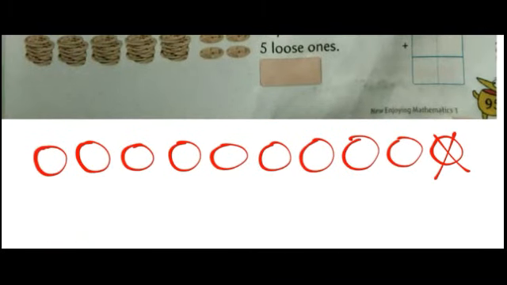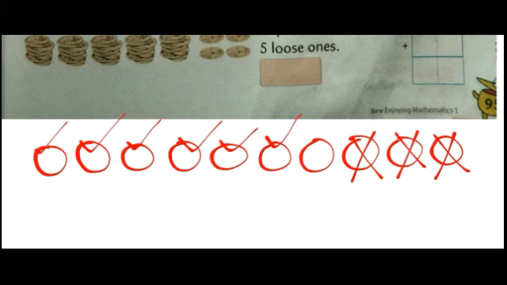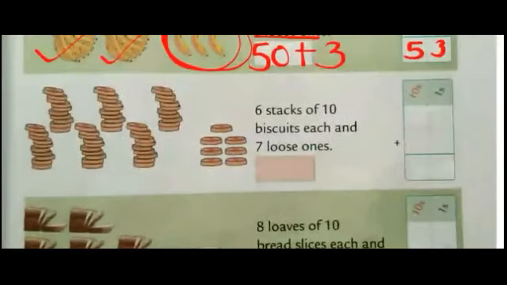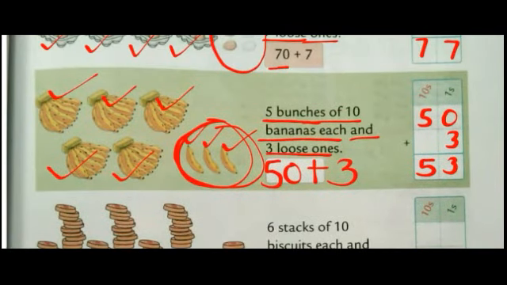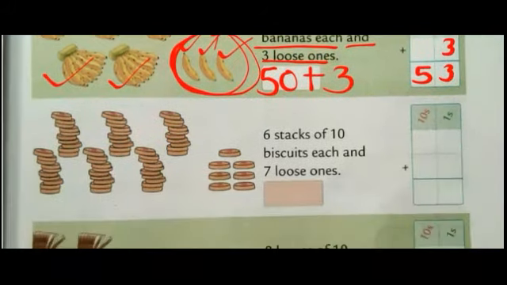So let's cut them first. 1, 2, 3. Now count the remaining ones. 1, 2, 3, 4, 5, 6, 7. That means 7 bananas are missing from this bunch. Okay, so this is the other way in which the question can be asked. Okay, let's see this third one now.